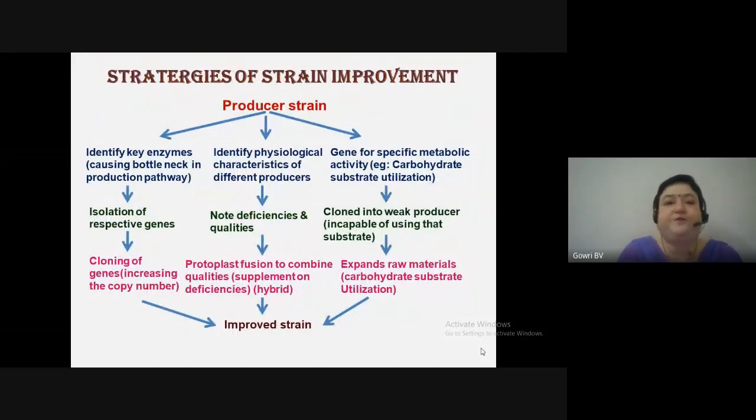So I repeat, strategies of strain improvement: producer strain, identify key enzyme causing bottleneck in production pathway, identify physiological characteristic of different producers, gene for specific metabolic activity, example carbohydrate substrate utilization, isolation of respective genes, note deficiencies and qualities, cloned into weak producers incapable of using that substrate, cloning of genes and increasing the copy number, protoplast fusion to combine qualities, supplement on deficiencies which are hybrids, and expand raw materials, carbohydrate substrate utilization to improve the production strain, or to obtain what is called as an improved strain.